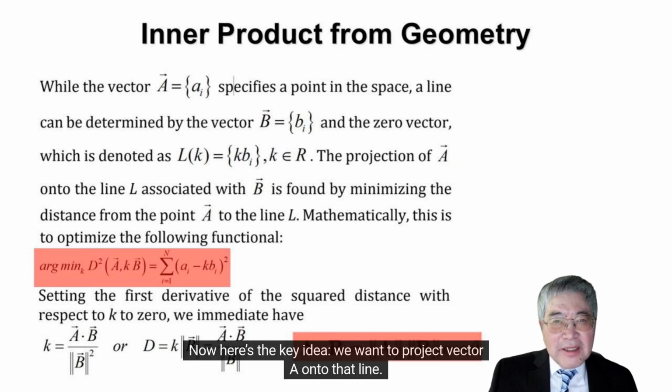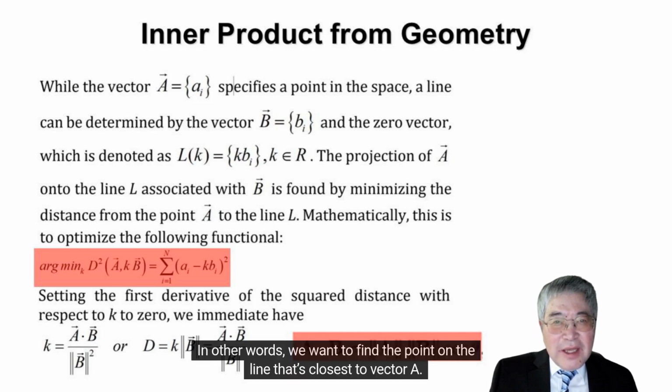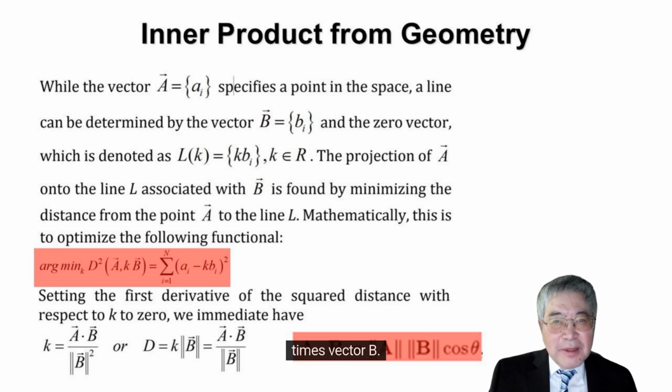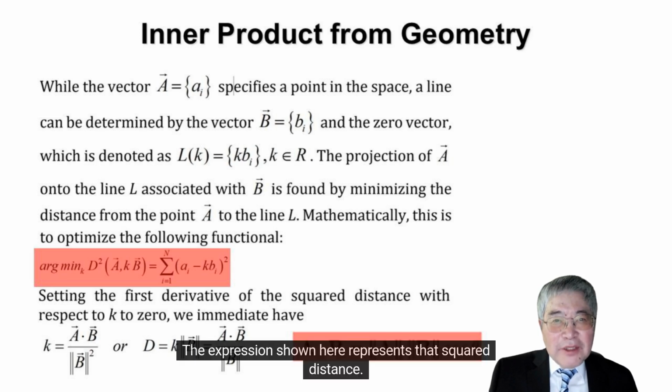Now here's the key idea. We want to project vector A onto that line. In other words, we want to find the point on the line that's closest to vector A. Mathematically, this means finding the value of k that minimizes the distance between vector A and k times vector B. The expression shown here represents that squared distance.